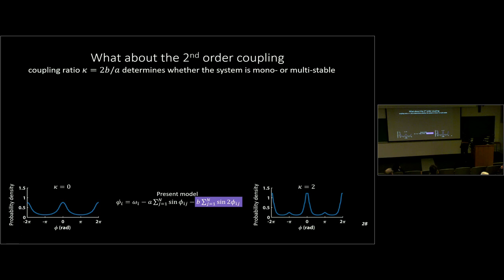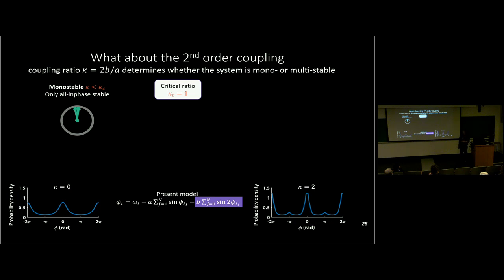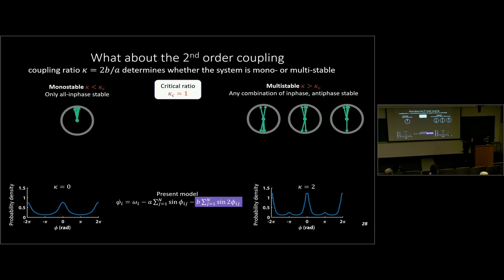It turns out that the ratio between how big the second order coupling is relative to the first order coupling determines whether the system is mono- or multistable. So there is a critical coupling ratio such that if the coupling ratio is below 1, the system only has all in-phase states. This is a monostable system. And if the coupling ratio is greater than the critical value, the system can stay at any combination of in-phase and antiphase. So the number of stable states is actually 2 to the n, where n is the number of oscillators. It means that a system's complexity, the amount of possible behavior, will grow exponentially with the size of the system.